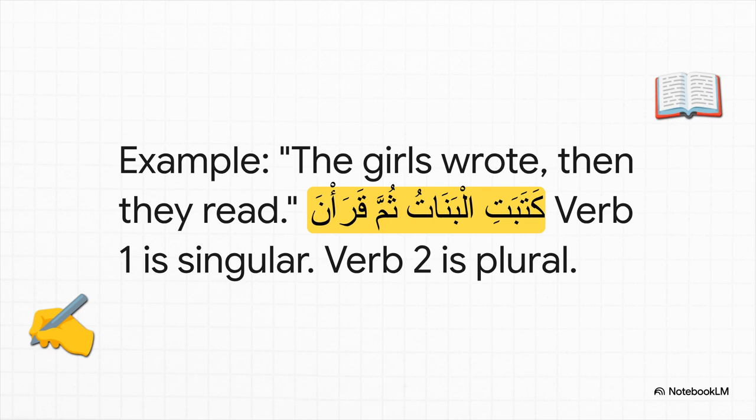But then the second part, then they read, becomes thumma qara'na. See that? The verb qara'na is now plural to match the implied they, the girls. The first verb is singular, the second is plural. It's such a brilliant little system.